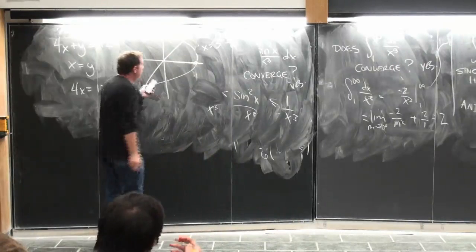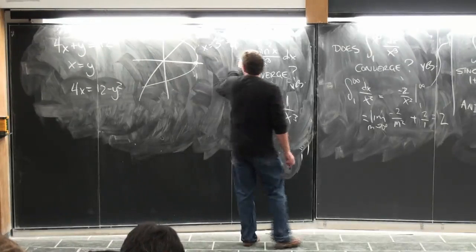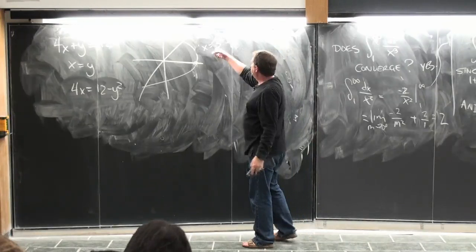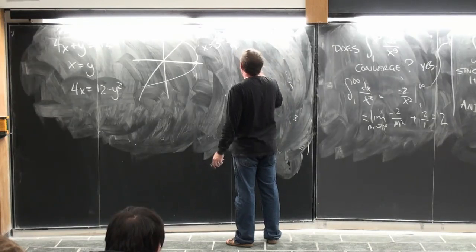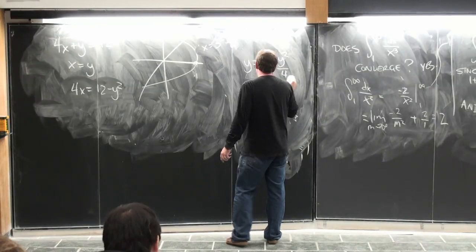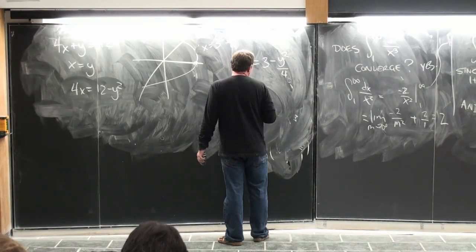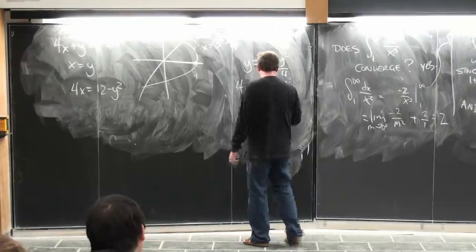Cross. So I have to figure out when they cross. So that's just when y equals x equals 3 minus y squared over 4. So the y values are y equals 3 minus y squared over 4, or 4y is 12 minus y squared.